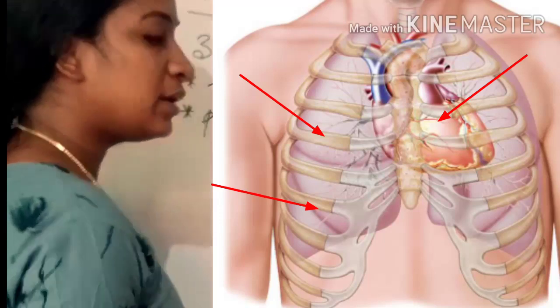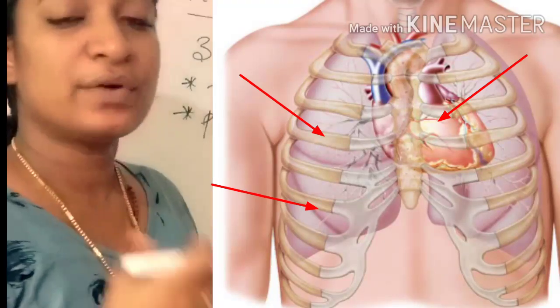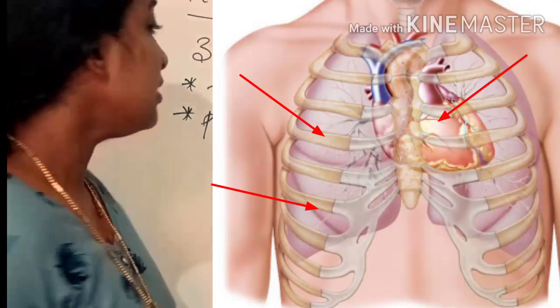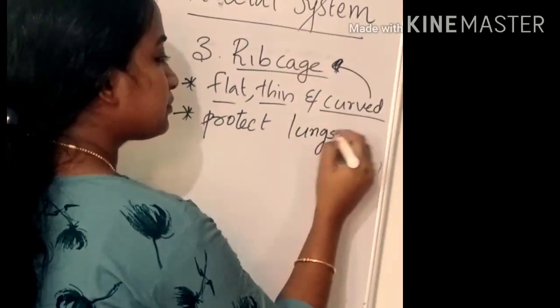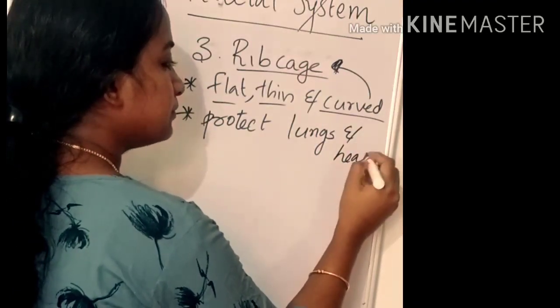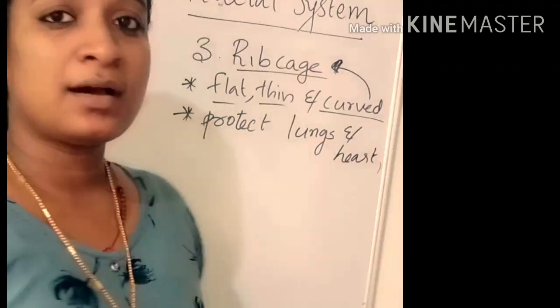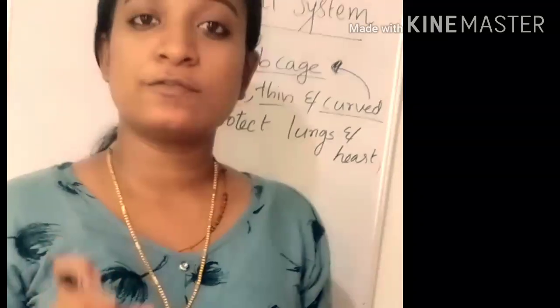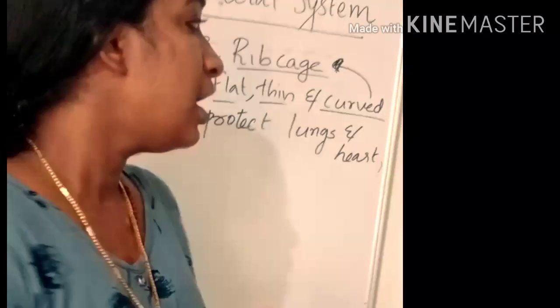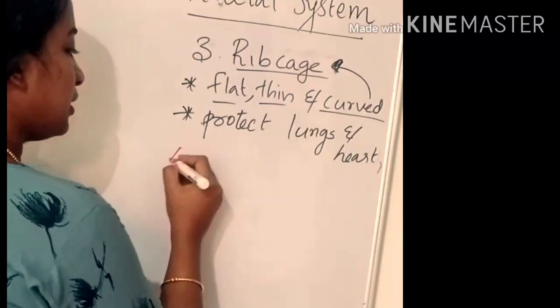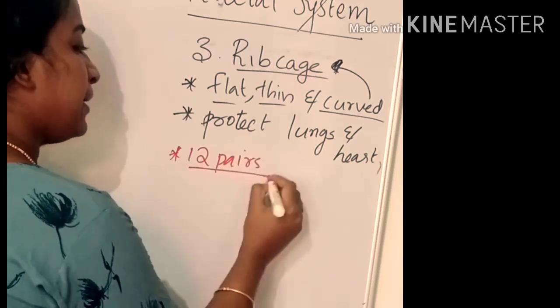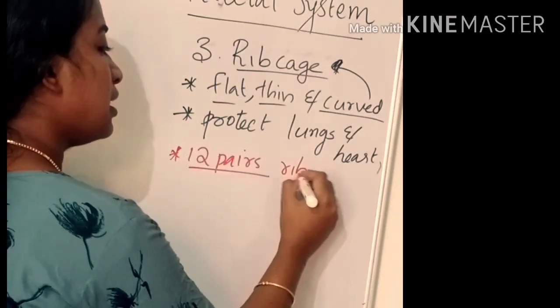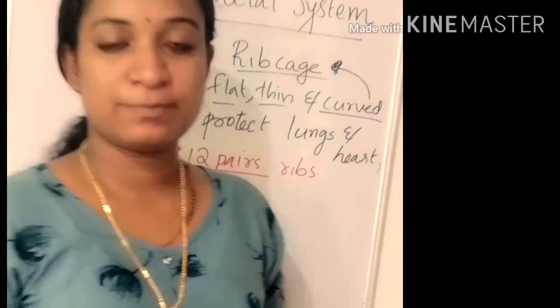And the function of the rib cage is to protect, as I told you earlier, our lungs and heart. And there are 12 pairs of ribs in the rib cage. Okay, how many? 12 pairs. 12 pairs of ribs are present in the rib cage.